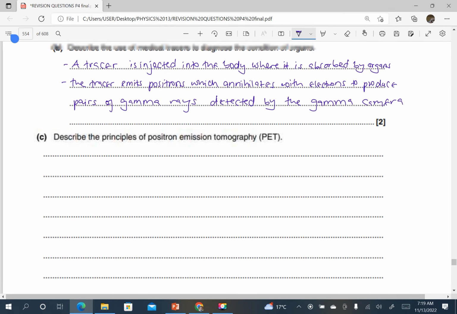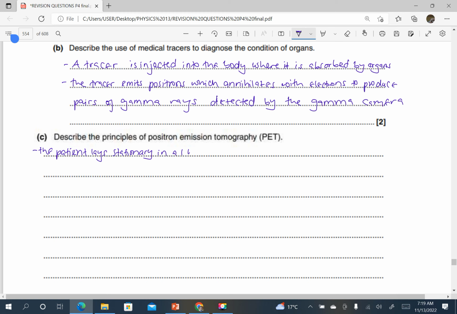So the patient lays stationary in a tube surrounded by a ring of gamma ray detectors.